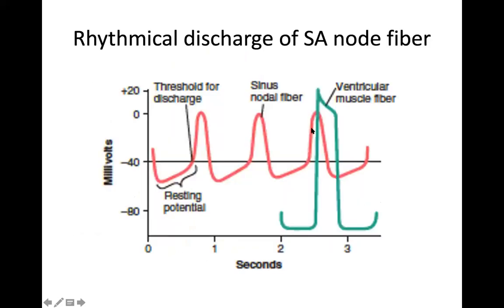So this is the rhythmical discharge of the SA node fiber. These are the action potentials recorded from the inside of a sinus nodal fiber for 3 heartbeats, and by comparison, a single ventricular muscle fiber action potential. Note that the resting membrane potential of the sinus nodal fiber between the discharges has a negativity of about negative 55 to negative 60 millivolts, in comparison with the negative 85 to negative 90 millivolts of the ventricular muscle fiber.